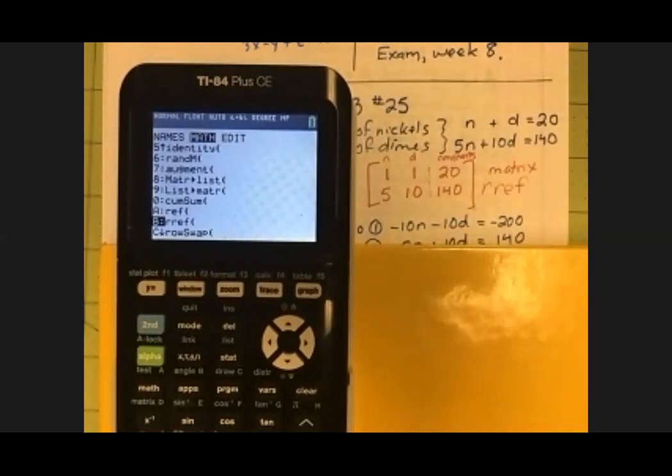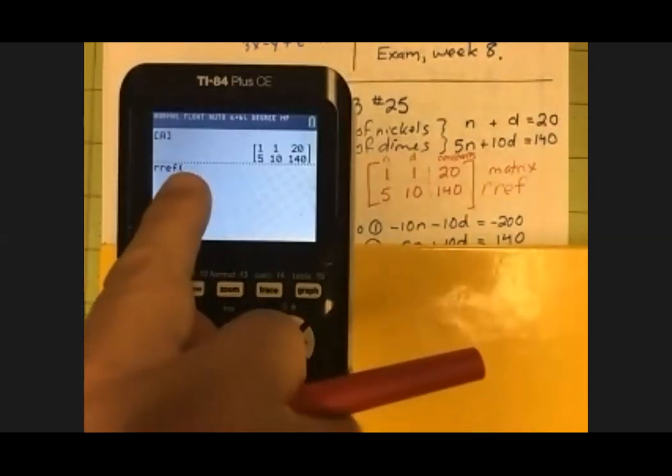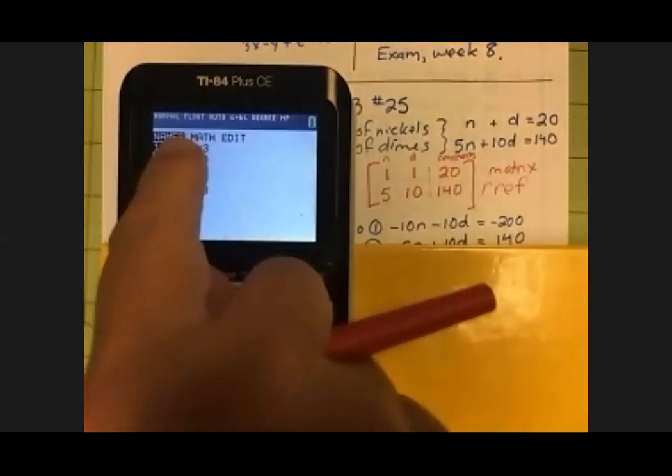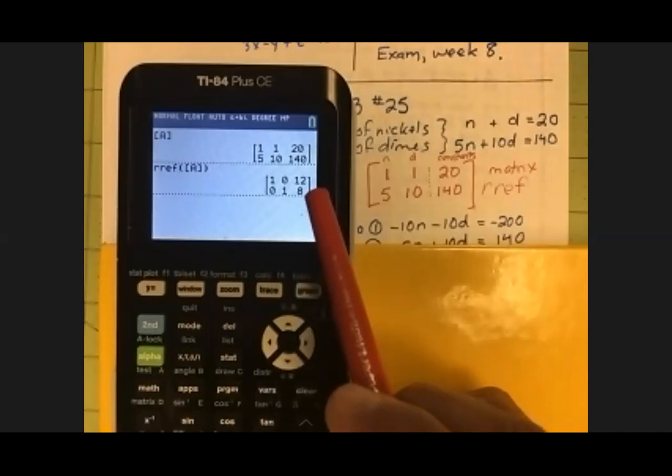And that's the addition method key, or the elimination method key, any way you want to say it. So I'm going to take that thing, and I'm going to put the A right in there. Second function, matrix name A, close parentheses, and pop. Now I've still got to interpret this.